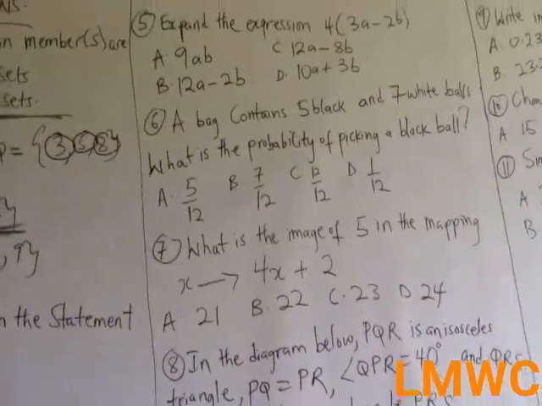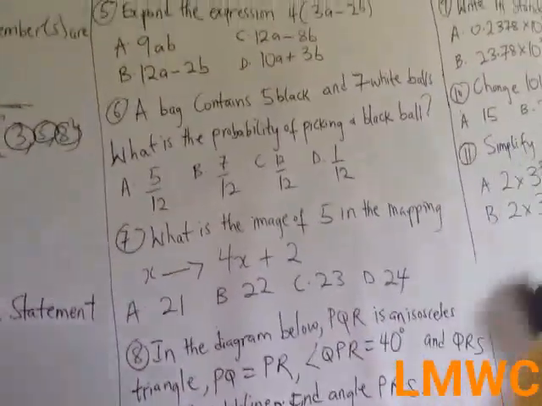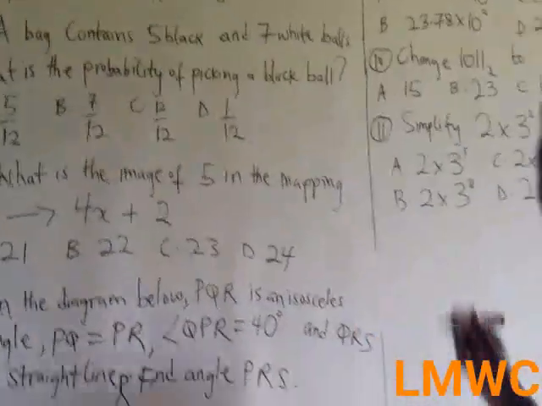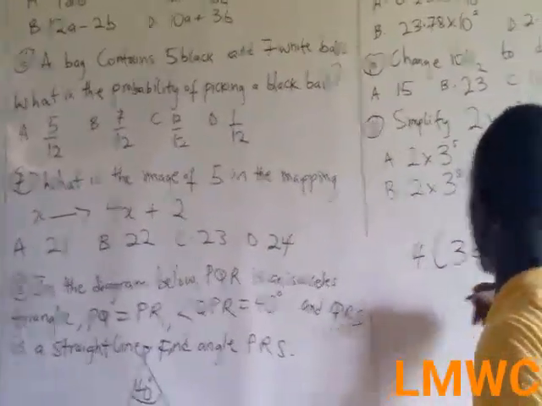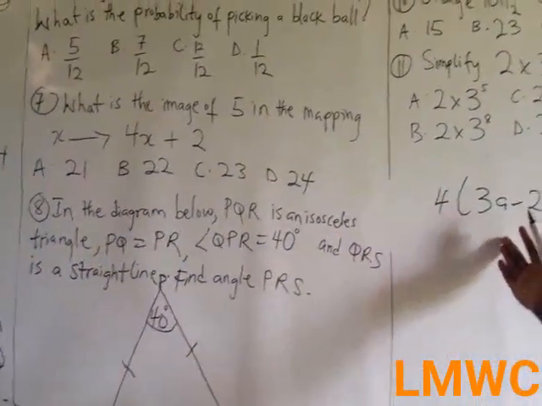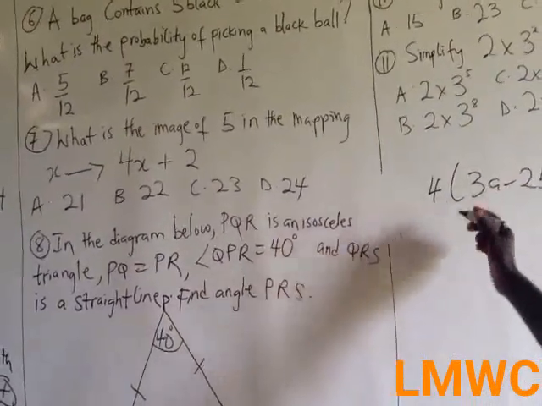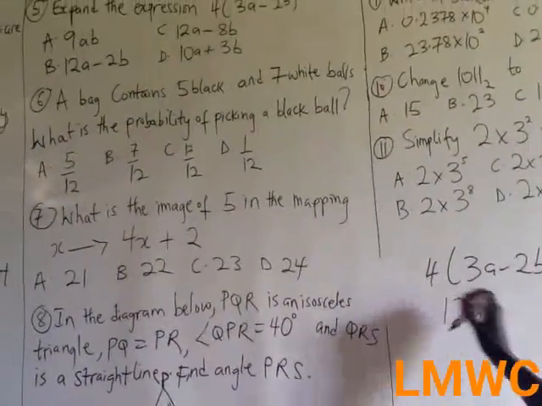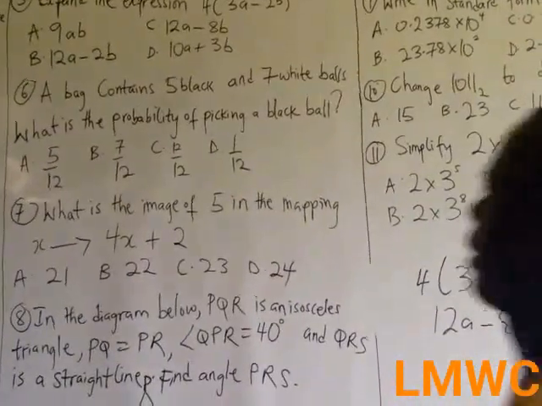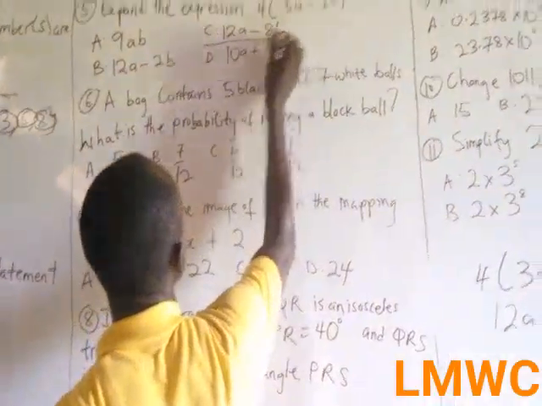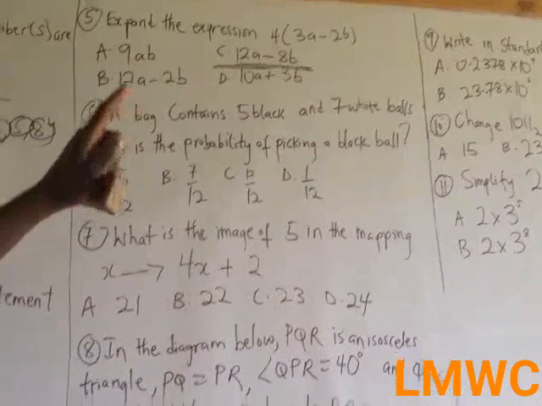Question 5. Expand the expression 4(3a - 2b). This is under algebraic expression. So we have 4(3a - 2b), and if you are given something like this in mathematics, it means you should remove your brackets. So 4 times 3a, we have 12a, minus 4 times 2b, we have 8b. So it's 12a minus 8b. The answer is C.